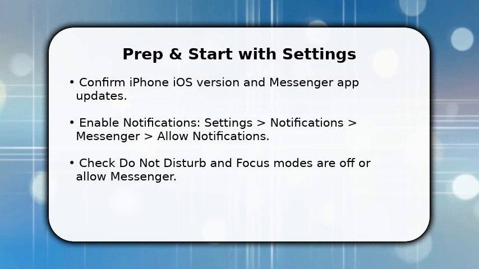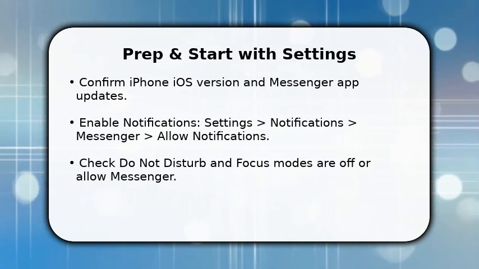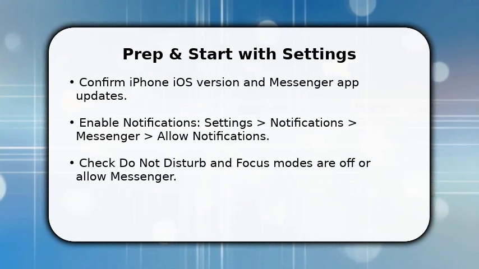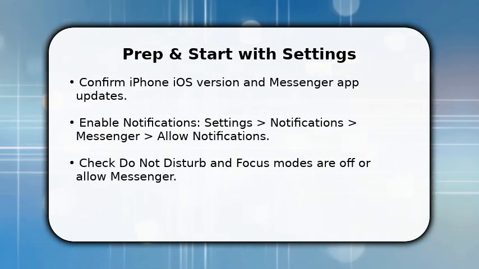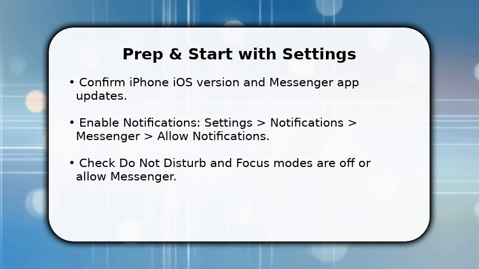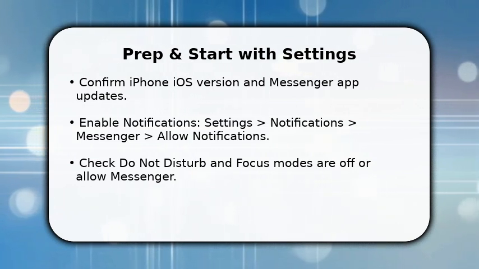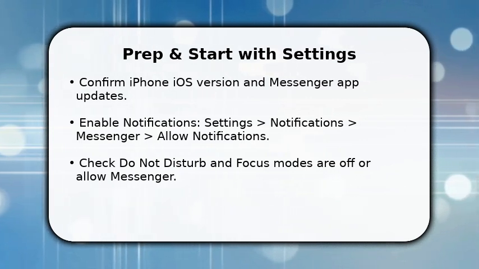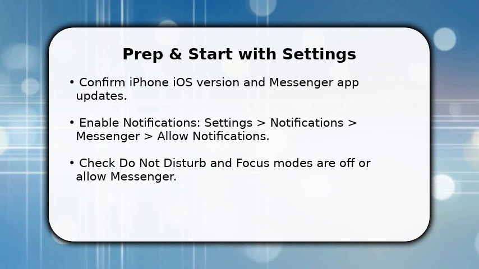You begin by preparing the phone. Make sure iOS and Messenger are updated, because old builds break background alerts. Once done, open Settings and go straight to Notifications for Messenger. Toggle Allow Notifications on and enable Lock Screen, Notification Center, and banners so alerts appear.